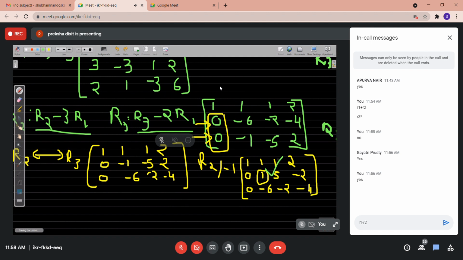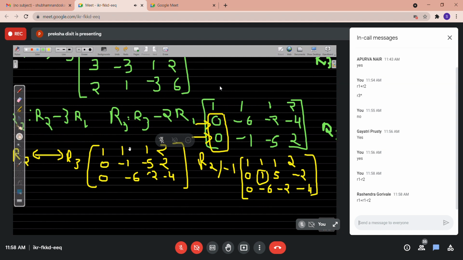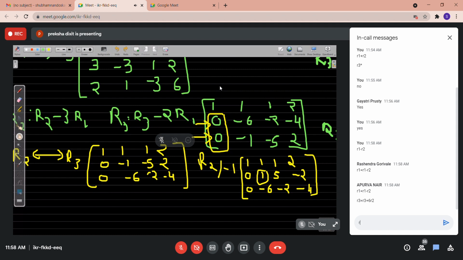Okay. So which row operations can we perform to bring 0 to those places? Now we have to perform R1 minus R2, correct? And for R3, what can we do? Tell me the row operation for R3, students. In R3 we have minus 6. So for R3, whoever has answered correctly, R3 plus 6R2. Absolutely correct.